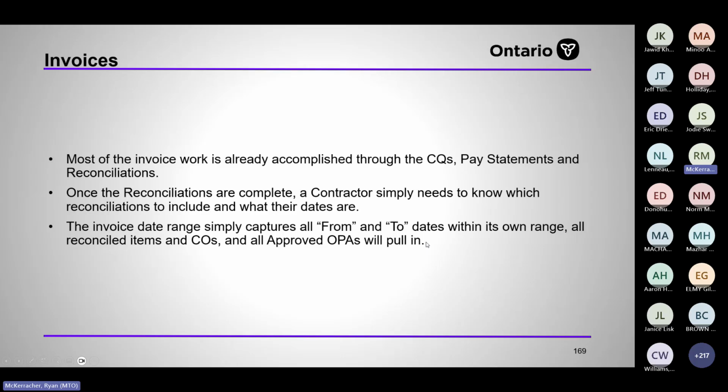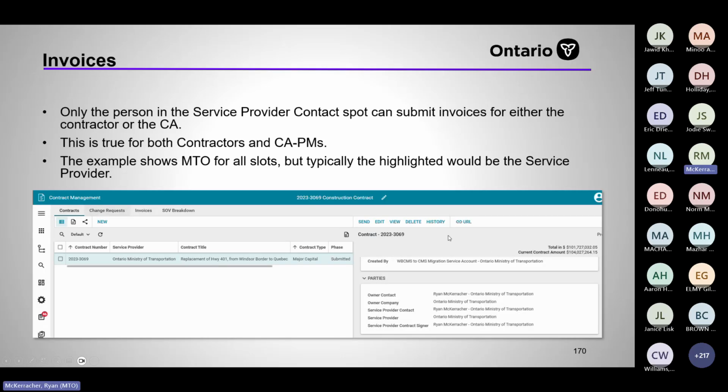Once the reconciliations are complete, a contractor simply needs to know which reconciliations to include and what their dates are, and they have access to the reconciliations, obviously. The invoice date range simply captures all the from and to dates within its own range. So only the person in the service provider contact spot can submit invoices for either the contractor or the CA.